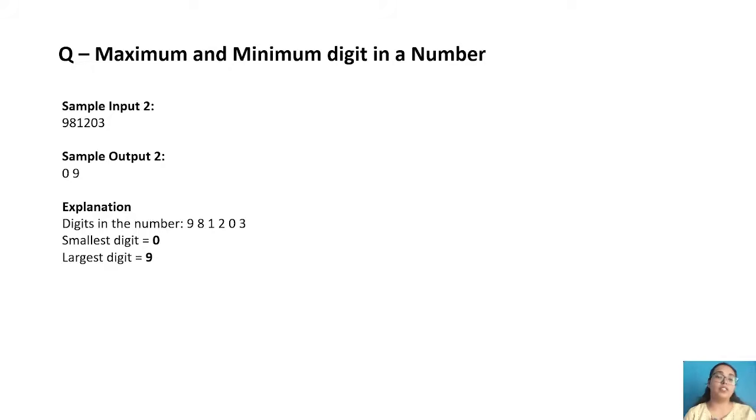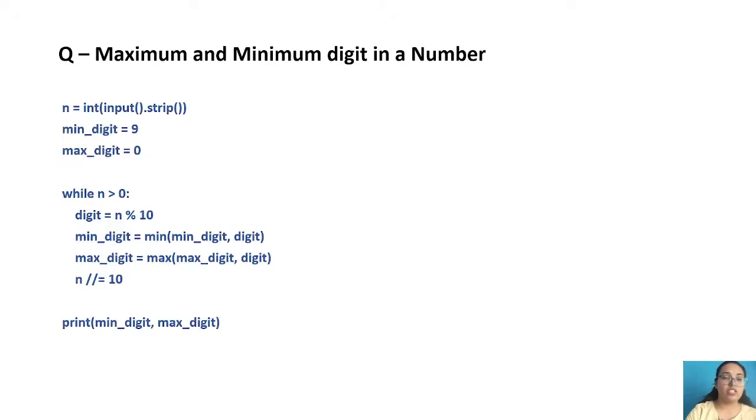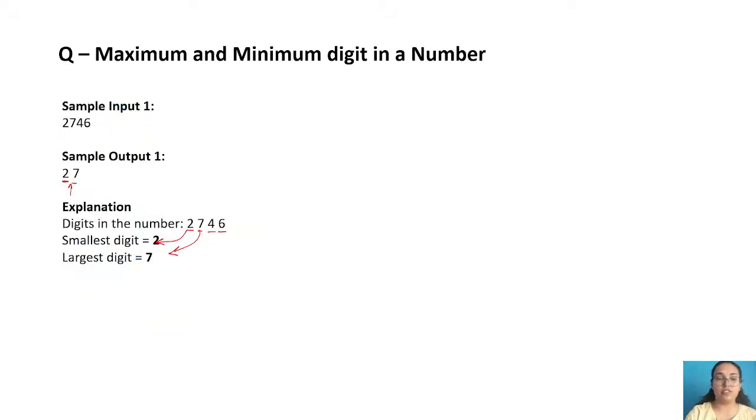Now if you have a similar kind of input with a much larger number, let's say 981203, here 0 is the minimum digit and 9 is the maximum digit, right? So you have to print accordingly, that is 0 space 9. Okay, so I guess the question is clear. Is there any doubt in the question or any queries related to this?